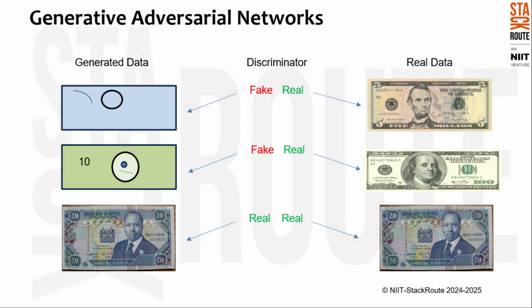Next up, we have generative adversarial networks, or GANs. GANs use two neural networks, a generator and a discriminator, trained together in a sort of cat-and-mouse game. The generator creates fake data, while the discriminator tries to tell if the data is real or fake. The generator aims to produce data so realistic that it fools the discriminator, while the discriminator gets better at spotting the fakes. This adversarial process continues until the generator produces highly realistic data.